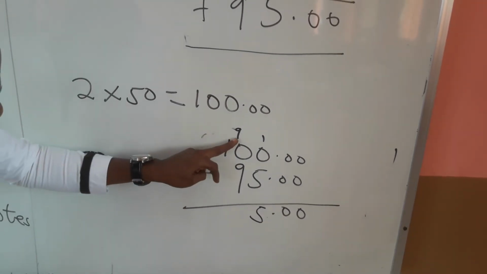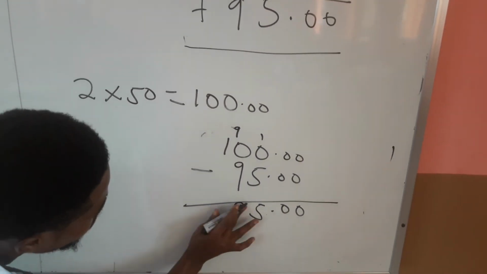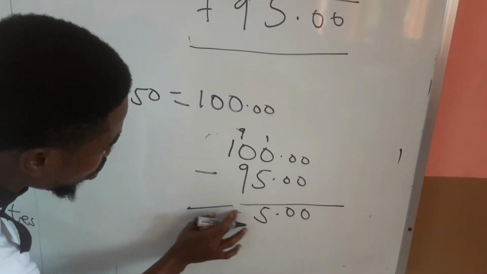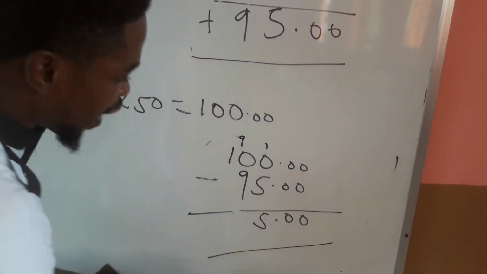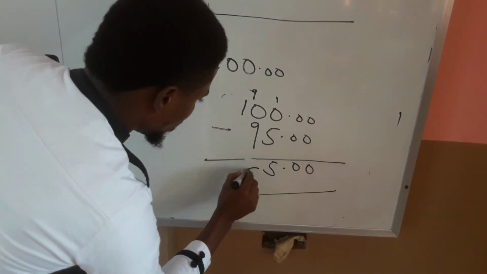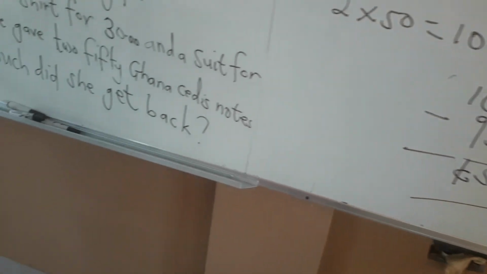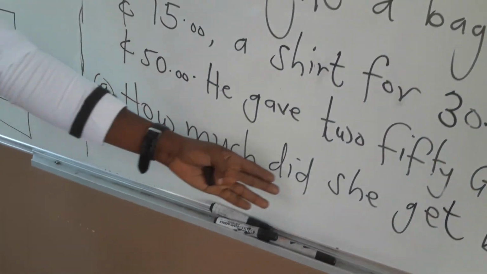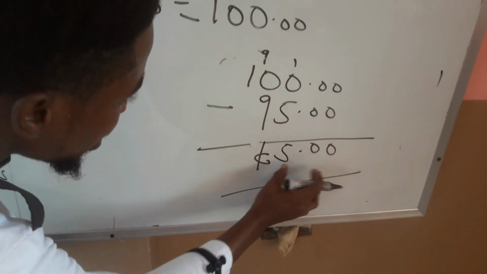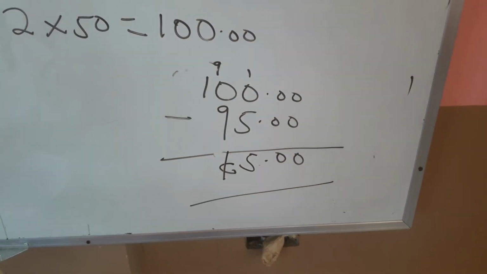What we have here is 9. So 9 minus 9 will give us 0. So our final answer is 5 cedis. So the question is, how much did she get back? The amount that she got back is 5 cedis.